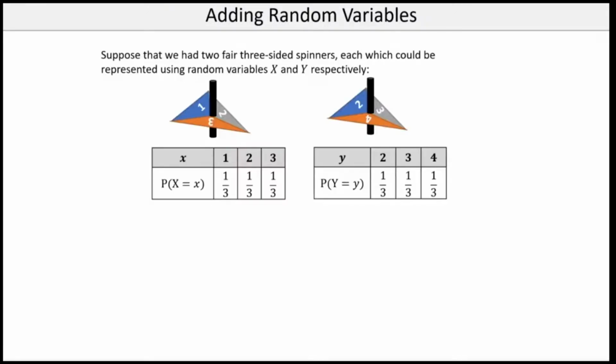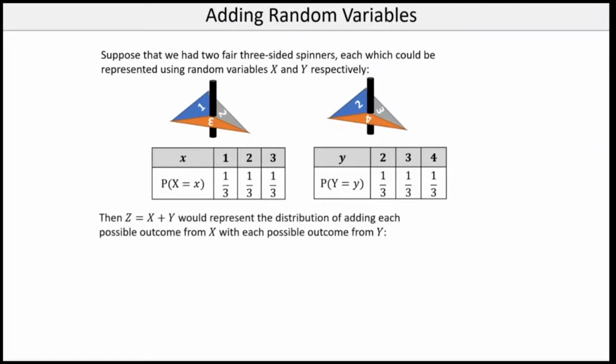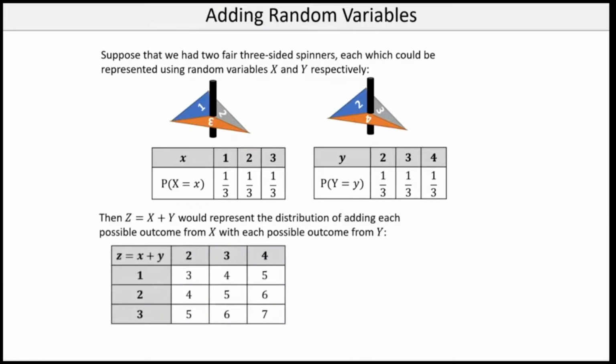So, let's say we had two fair three-sided spinners. The spinner that we'll refer to as X has the outcomes 1, 2, and 3. Spinner we'll refer to as Y has the outcomes 2, 3, and 4. Since they're fair spinners, each of these outcomes are equally likely and 1/3. If we were to combine these, if we were to add these random variables, we would get a new sample space diagram for a variable we can call Z.